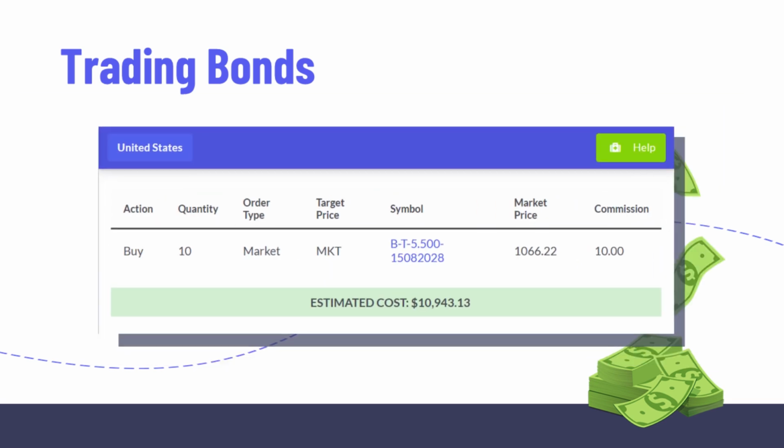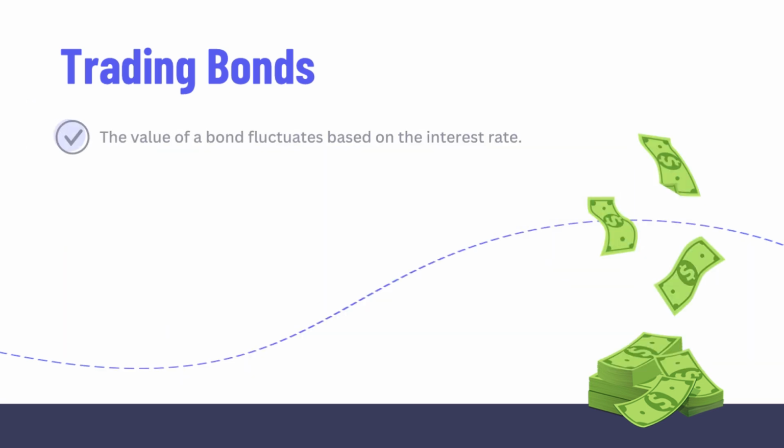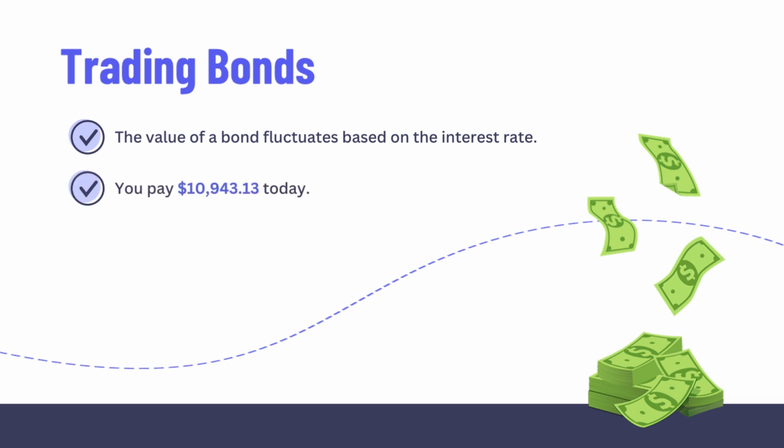This means you might end up paying more or less than the face value of $1,000, because the market value of a bond can fluctuate based on its interest rate. So if you bought 10 bonds, you would get back $10,000 on the maturity date, plus the accrued interest, regardless of what you paid for it.